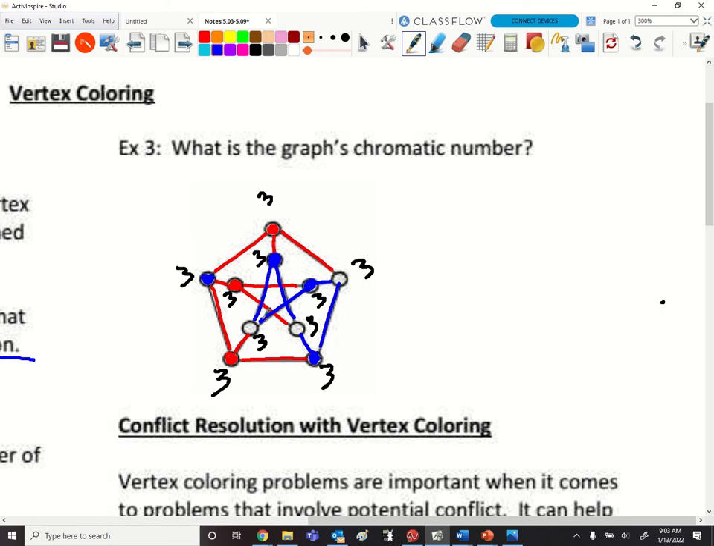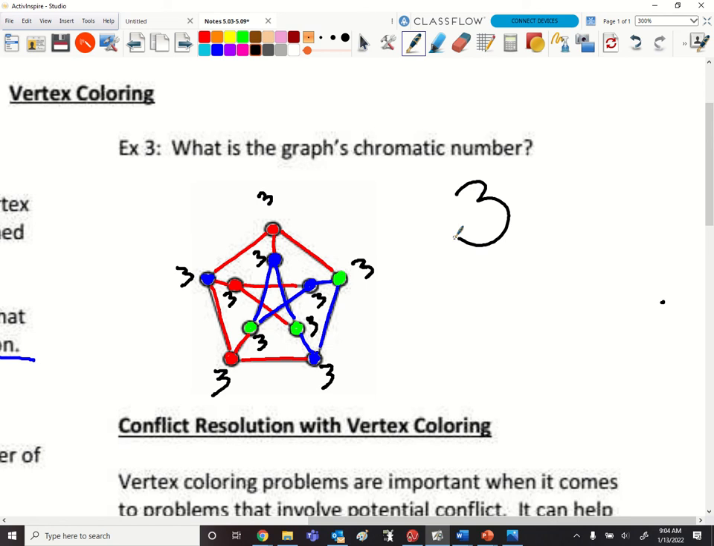So what does that mean? I need another color, right? I need a third color here. So for the third color, let's go with this green thing. There's my third color. So this one right here is blue and red also. Third color, blue and red, third color. So the chromatic number on this problem is going to be 3.